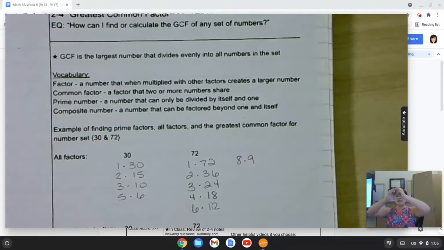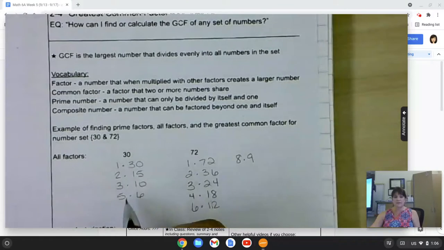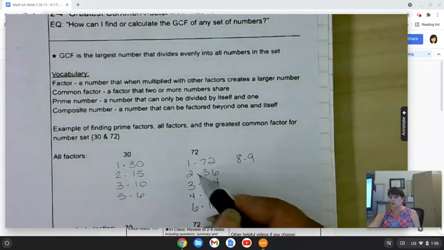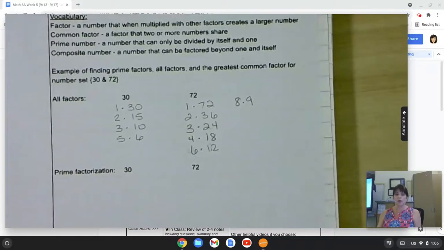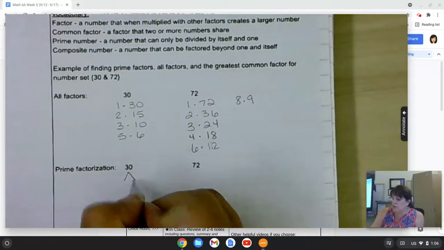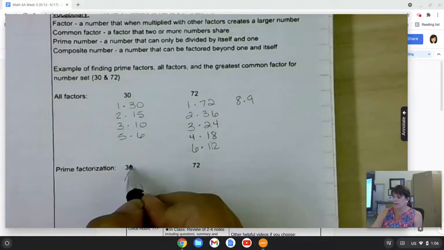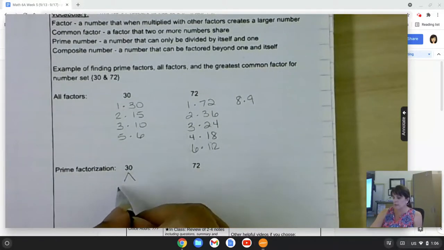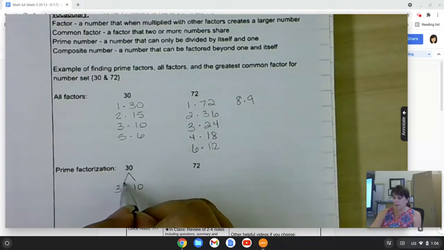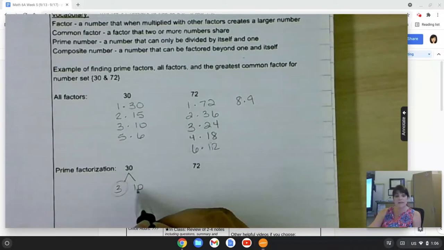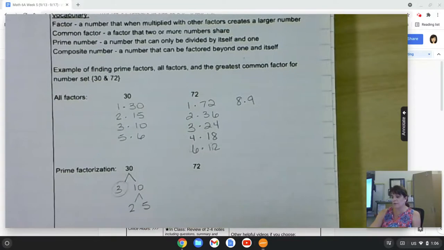Prime factorization is saying, let's break this number apart. And instead of just listing factors, and you saw, like I was doing, trying to remember every single way it'll work, and that doesn't always work because our memories are not perfect. What if I just broke it apart? So we said that this was 3 times 10. 3 is a prime number. But 10 isn't, it's composite. 10 can be broken into 2 times 5.